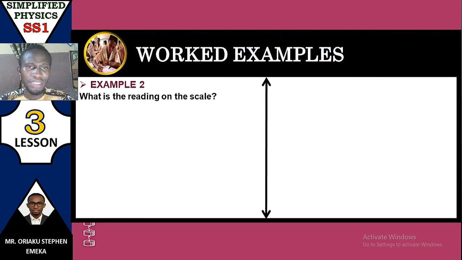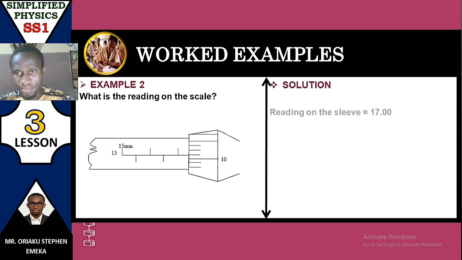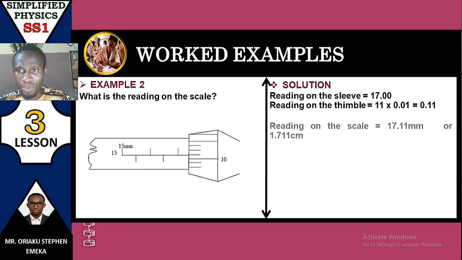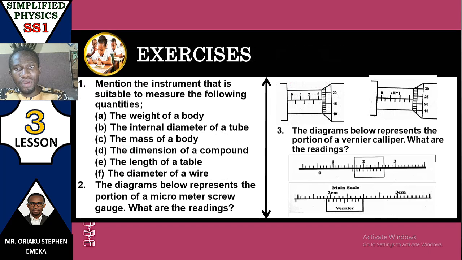What is the reading on the scale? This is a scale now. Looking at this, we see 15 millimeter, 16 millimeter, 17 millimeter. So the reading here is going to be 17.11. The line that aligns with the line of reference is after the 10 on the circular scale. Okay, so this is an exercise for us to try out.